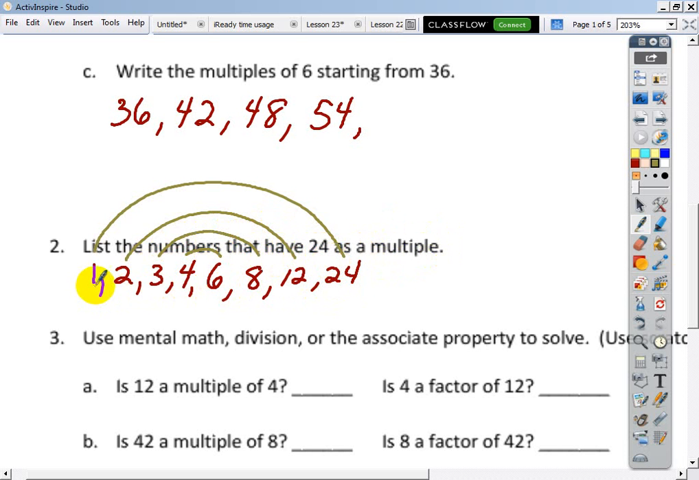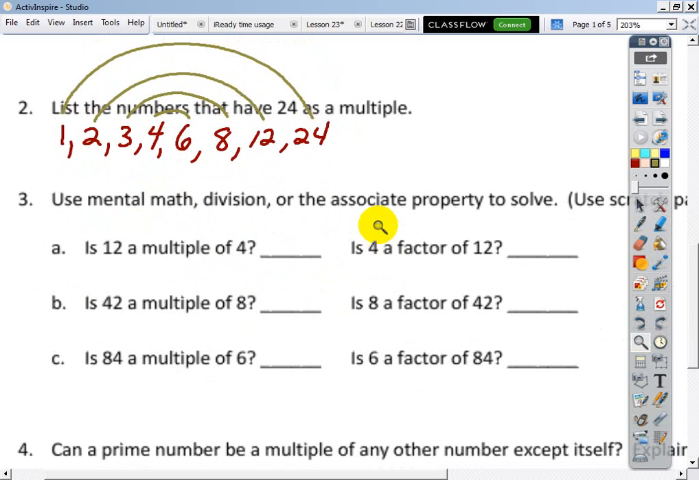If I count by ones, I get there. Count by twos, count by threes, fours, sixes, eights, 12s, or even if I count by 24s, I'm going to get there. I've never counted by 24s, but if I did, I would start with 0 and then 24. It would be one of the multiples of 24. All right, cool enough.